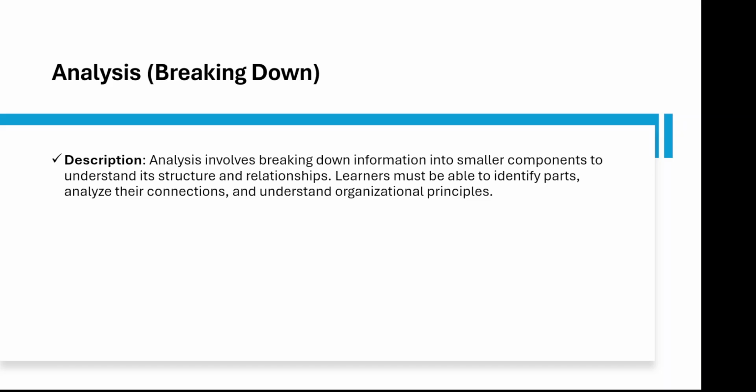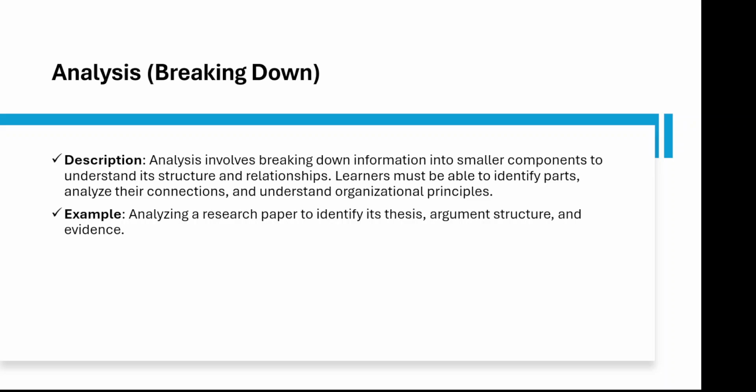Next level is analysis, which means breaking down. Description. Analysis involves breaking down information into smaller components to understand its structure and relationships. Learners must be able to identify parts, analyze their connections, and understand organizational principles. Example: analyzing a research paper to identify its thesis, argument structure, and evidence.